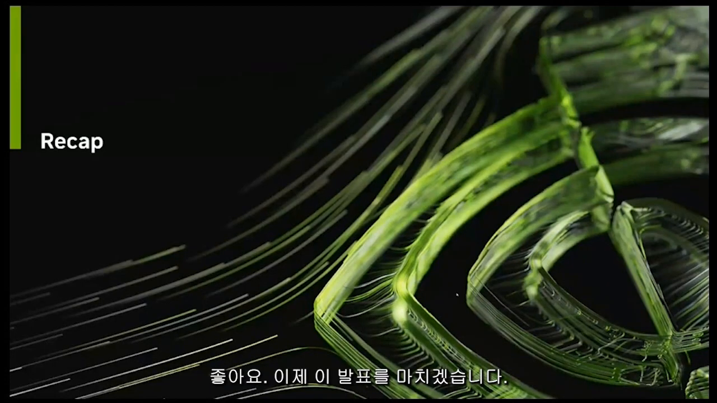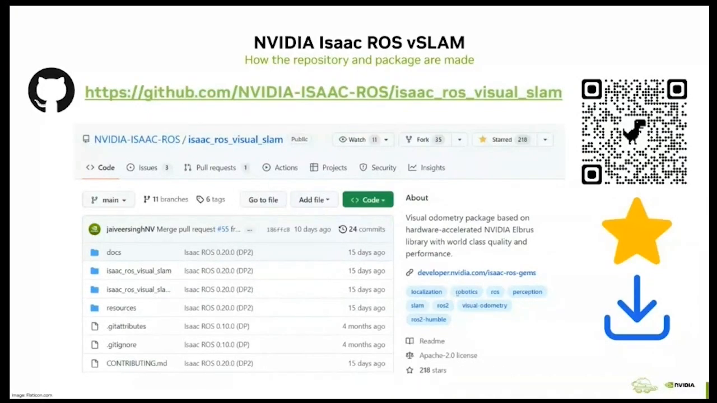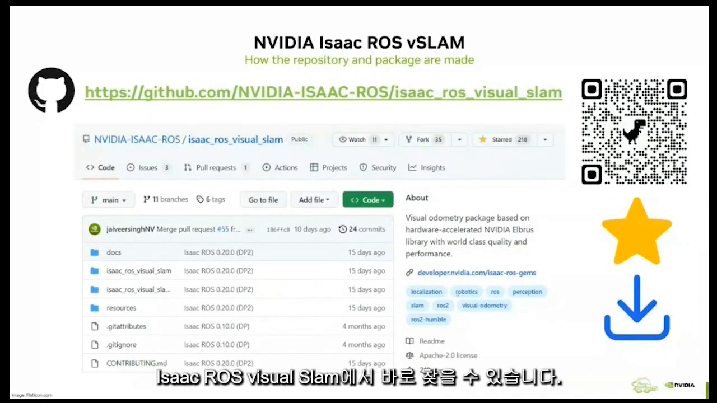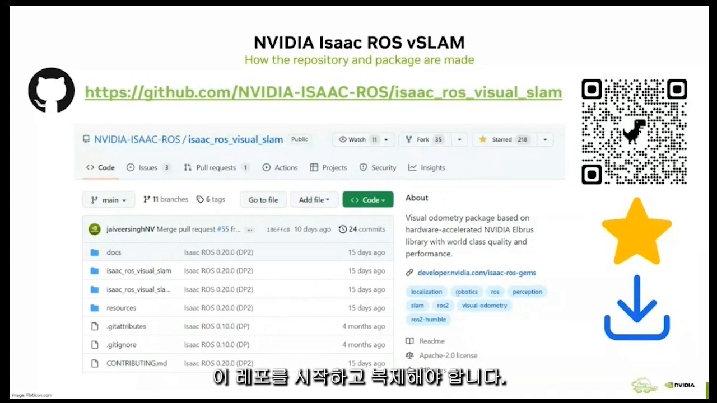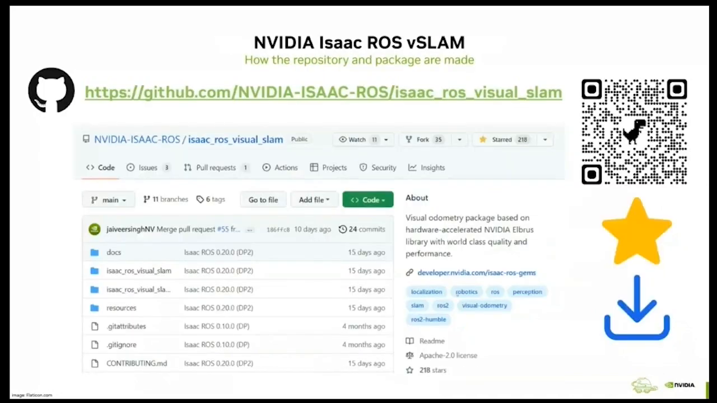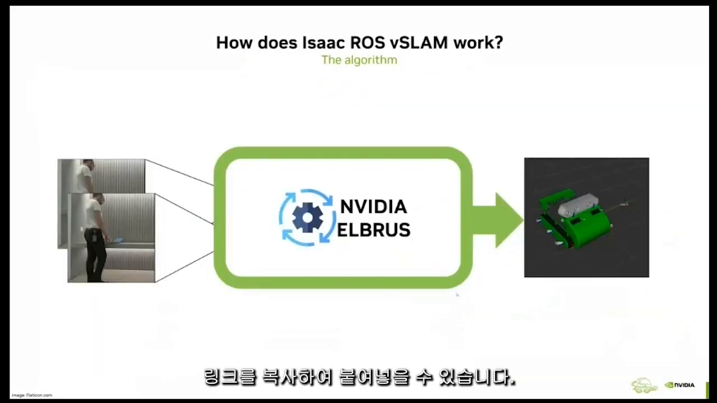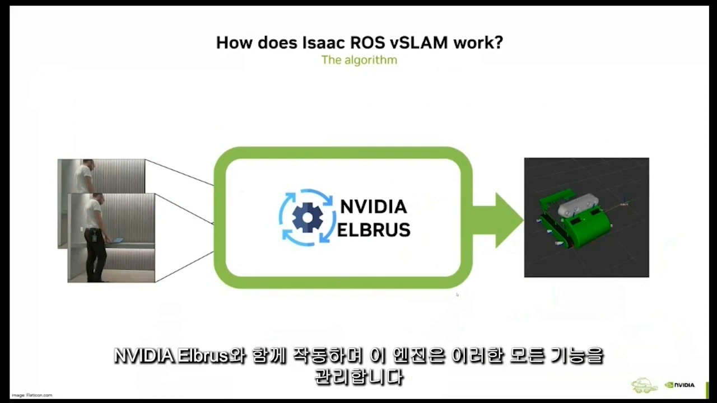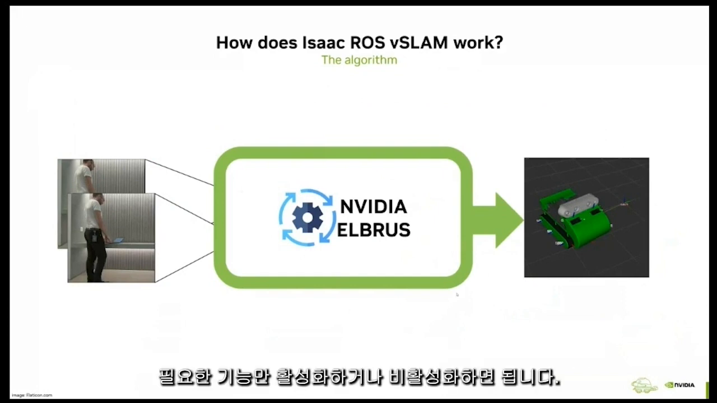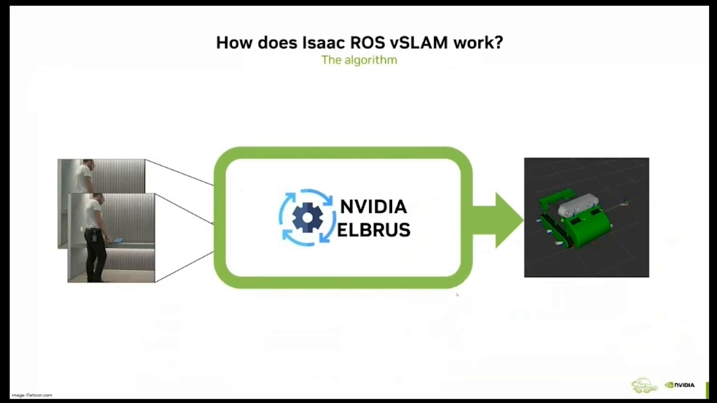Okay, we are at the end of this presentation. Just a recap. First step, where can you find it? You can find it directly on Isaac ROS Visual Slam. Remember to star and clone this repository. You can use this QR code directly or copy and paste the link. Second step, remember, Isaac ROS Visual Slam works with NVIDIA cuVSLAM as an engine, and this engine manages all these features for you. We only need to enable or disable the feature you need.